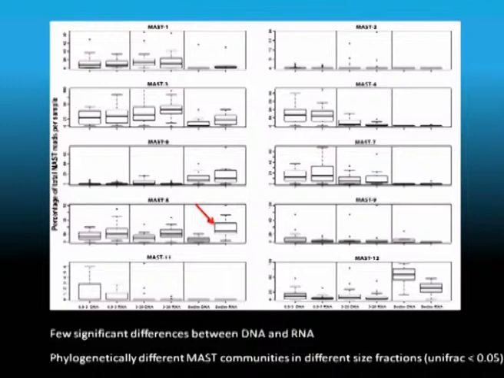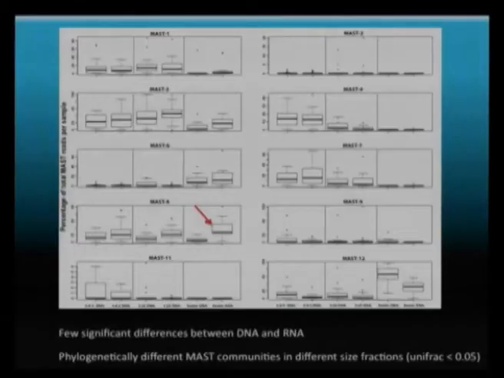Another thing we saw is that in some cases, the communities that you get in different size fractions seem to be different from a phylogenetic perspective. So there might be slightly different lineages with different sizes.